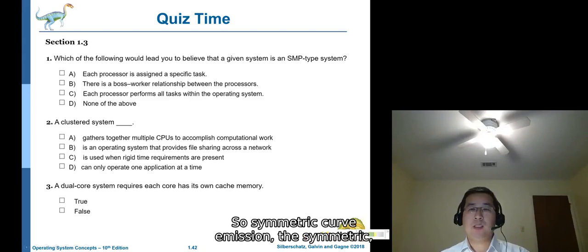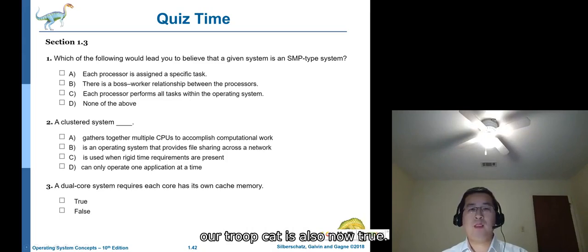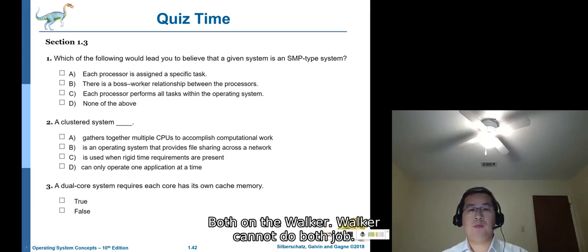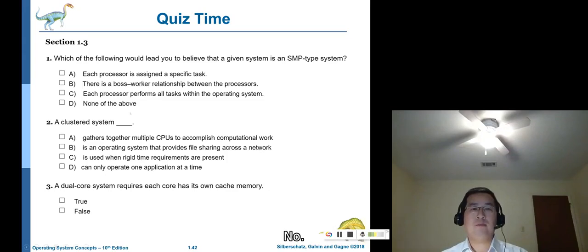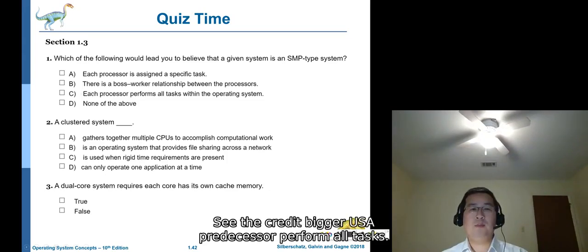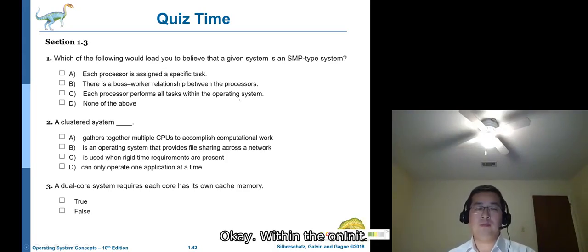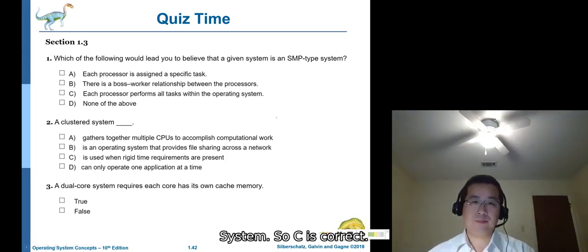So symmetric, correct? We mentioned symmetric, that means they can do everything. A is not true, correct? B is also not true, because a boss-worker relationship is not symmetric. D, none of the above, no. C is correct, because each processor performs all tasks within the operating system. So C is correct.